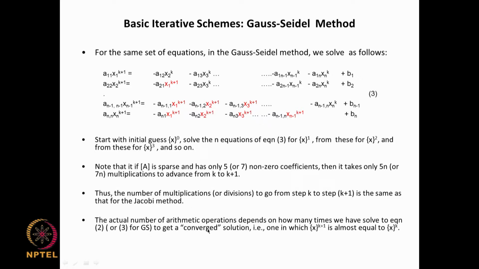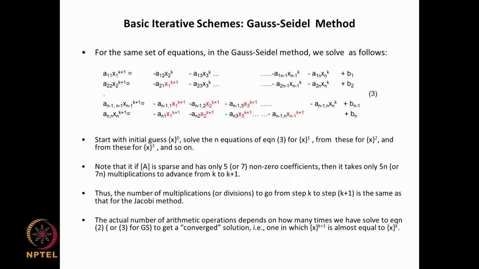But because we have A as a very sparse matrix, both the Gauss-Seidel method and the Jacobi method can take advantage of the sparseness and do these multiplication operations only on the non-zero coefficients, so that the actual number of arithmetic operations to go from step k to step k plus 1 is only of the order of 5n for a 2D and 7n for a 3D compact molecule.